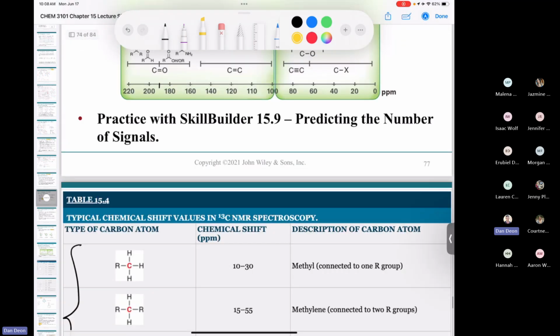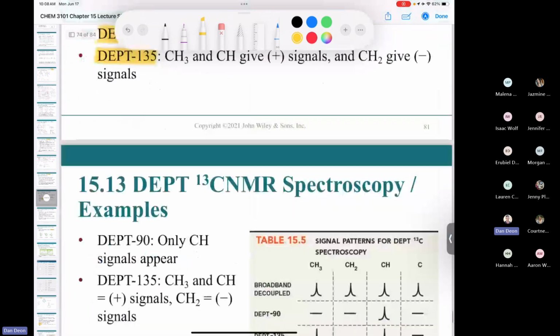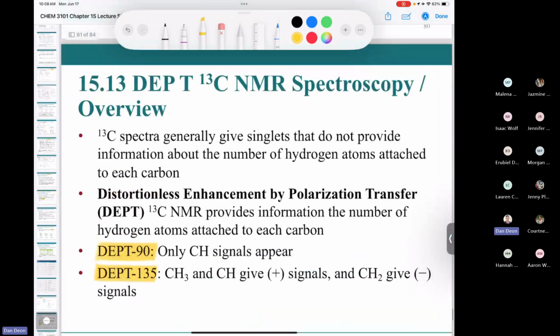Whoever invented the DEPT experiments, I would love to party with this person because I think they're like the coolest person ever. So the 2 experiments are this.